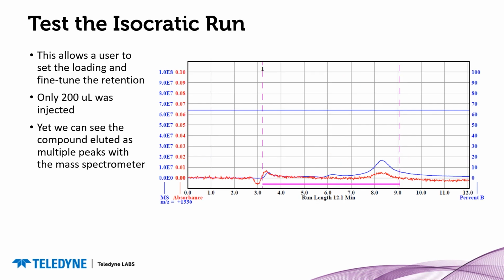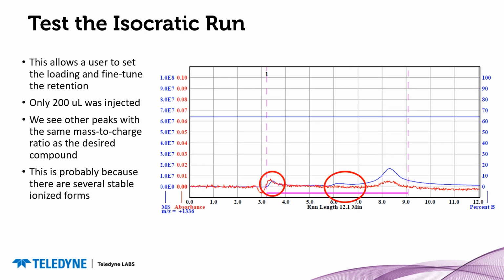A small injection was run here, only 200 microliters. The main peak elutes a little later than expected, but it is in the range of the isocratic method. However, several peaks with the same mass-to-charge ratio were detected. This suggested that the pH was incorrect. The sample was run in ammonium formate buffer at pH 3.5.